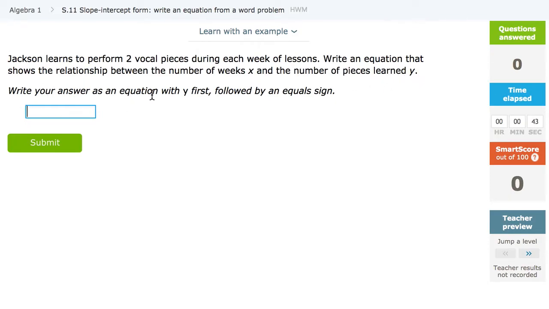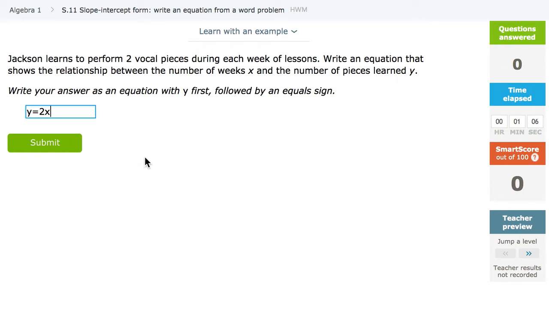Write your answer as an equation with y first, followed by an equal sign. Let's start with y first, followed by an equal sign. And again, he is learning 2 vocal pieces during each week of lessons. So that is 2 vocal pieces times the number of weeks. And here, the number of weeks is represented by x.